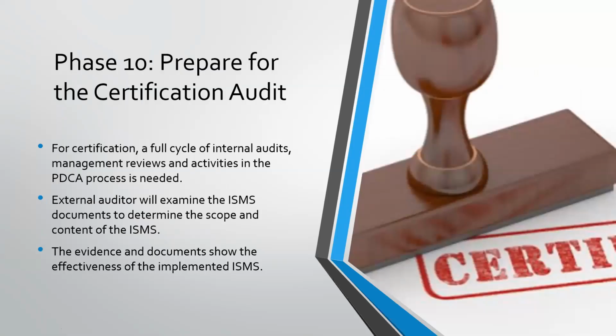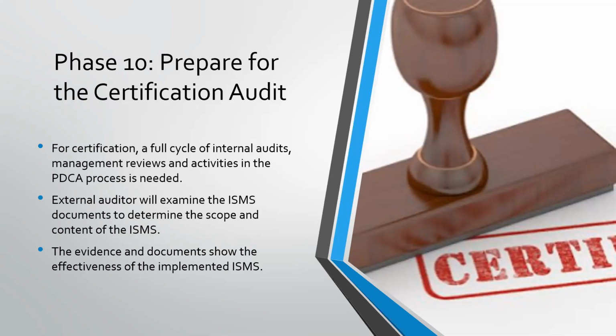So phase 10 is prepare for the certification audit. In order for the organization to be certified, it is essential that it conduct a full cycle of internal audits, management reviews, and activities in the PDCA process, and that it retains evidence of the responses taken as a result of those reviews and audits. The ISMS management should review risk assessment, the RTP and SOA, and policies and procedures at least annually.